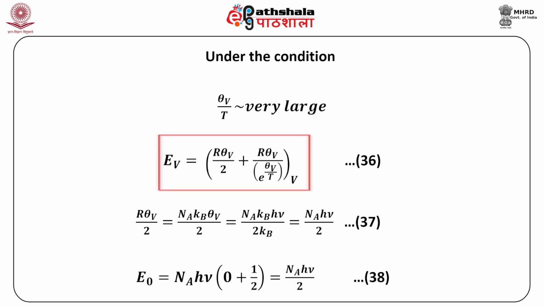It is R theta v by 2 plus R theta v divided by e to the power theta v by T. But please notice here that the first term on the right hand side of equation 36 is the zero point energy, that is, R theta v by 2 corresponds to zero point energy for 1 mole, because we are assuming here that we are taking 1 mole of the corresponding gaseous system. That means capital N is equal to N A.